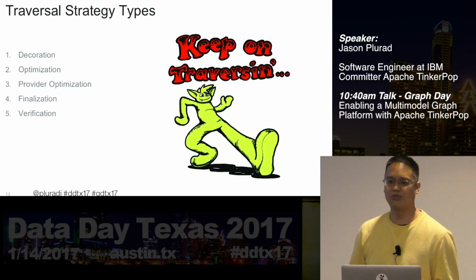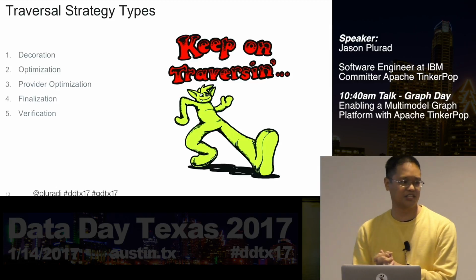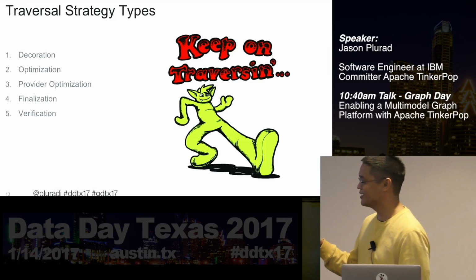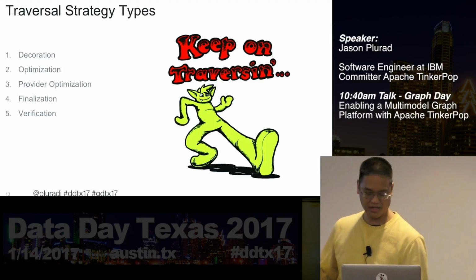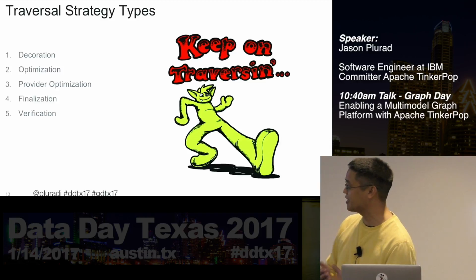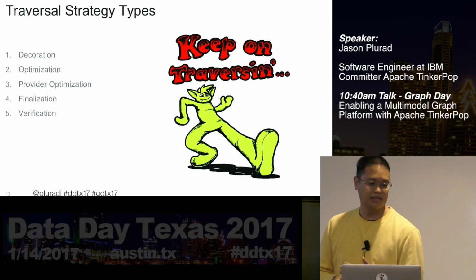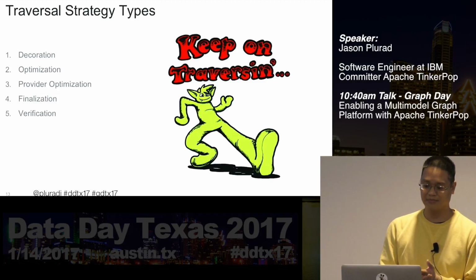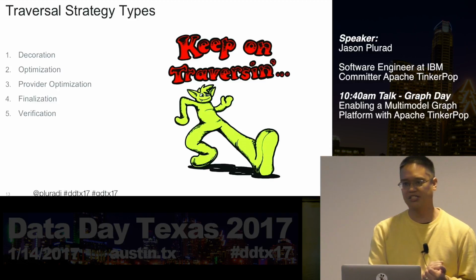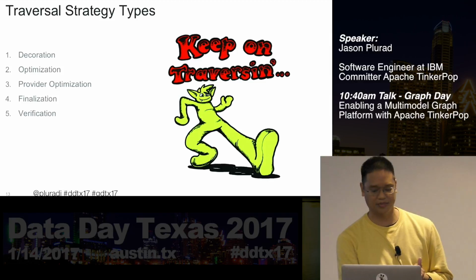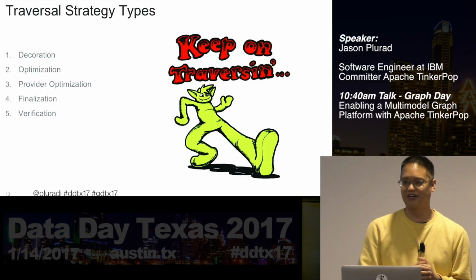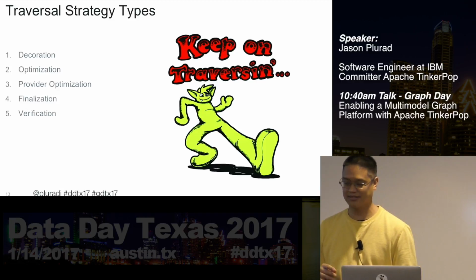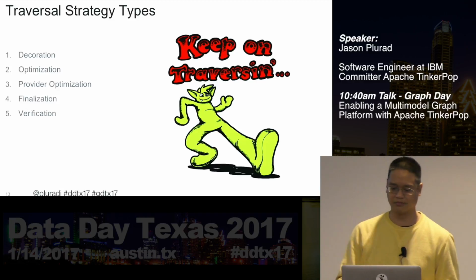So I mentioned before that we've got 5 different traversal strategy types. They're categorized by how they work and the order that they're executed. We're going to step through these one by one, and then essentially the traversal strategies are executed at compile time, and these form the foundation of the Gremlin traversal machine compiler and the optimization.